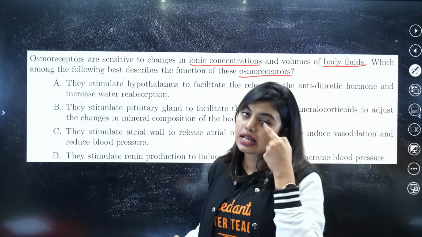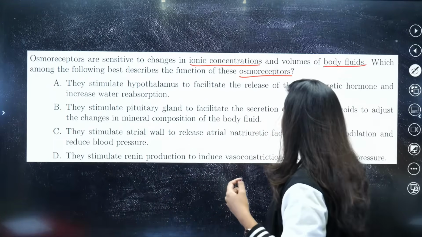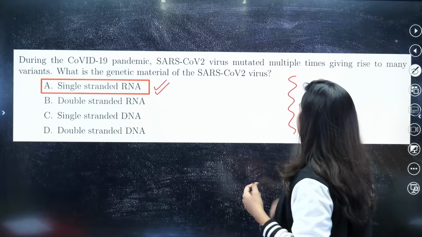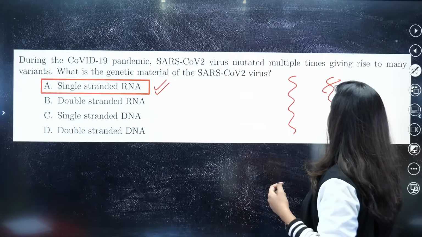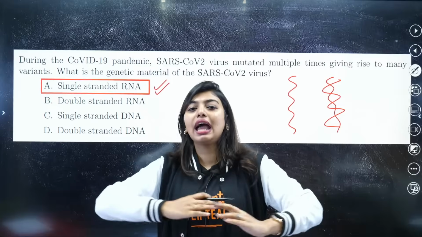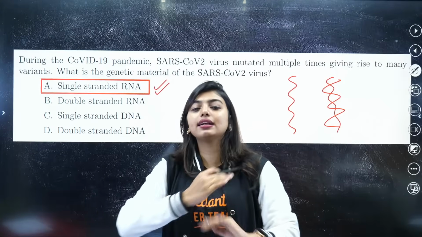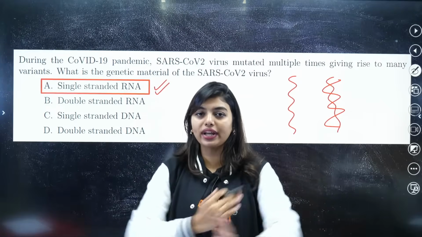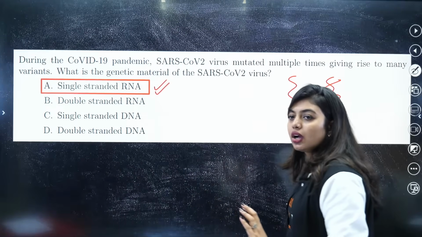Single strand means what? Like this. If you go here, this is single stranded, this is double stranded. Two strands are there which are complementary to each other and they wind around each other. Single strand means only one strand is there. Double strand means two strands are there which wind around each other.